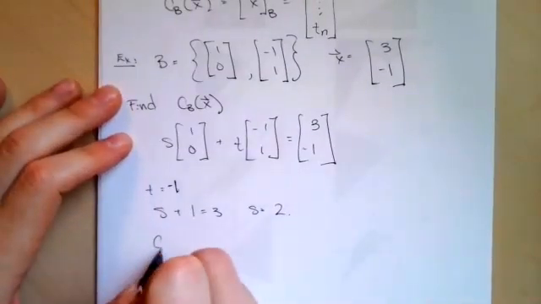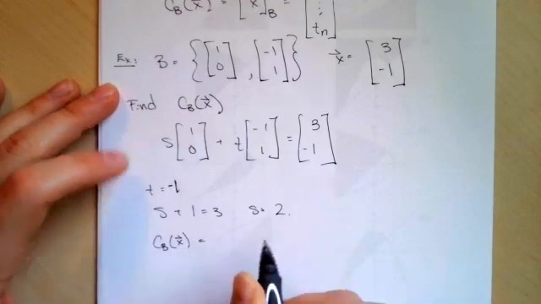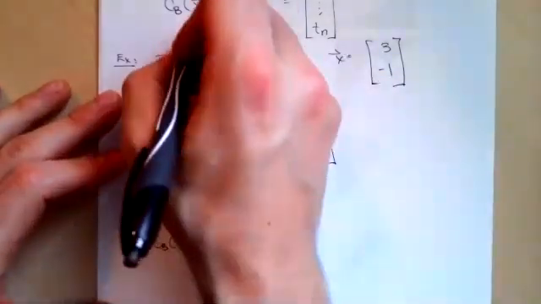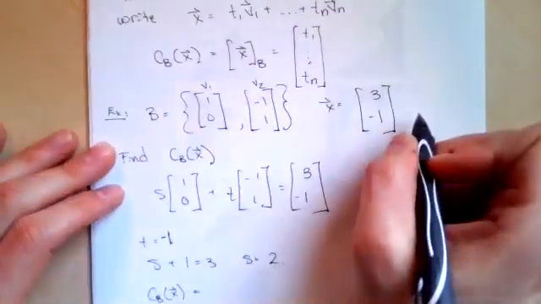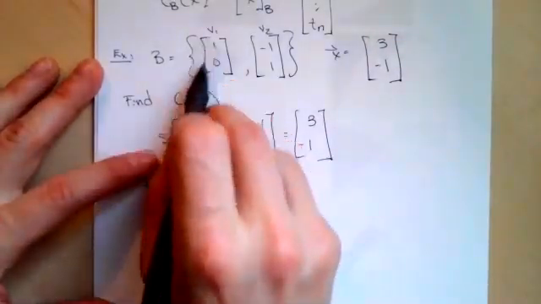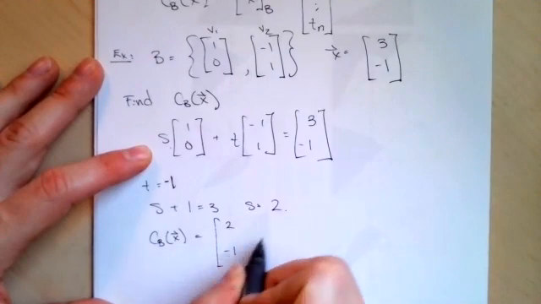So in other words, our C_B of x, find the order of your coordinates. So s was the first one. We do want to order the basis as well. So this is our v1 and this is our v2. So the coefficient corresponding to the first vector was 2, and then the other one's minus 1.